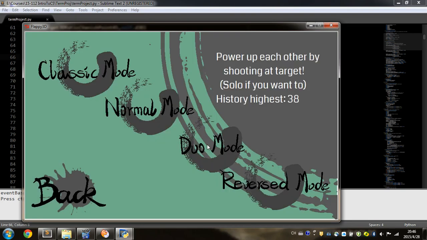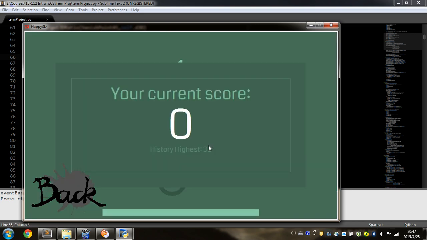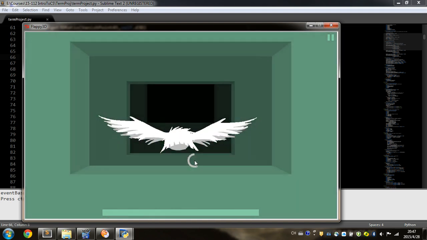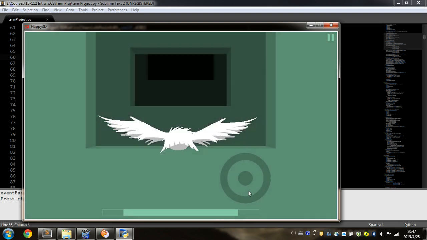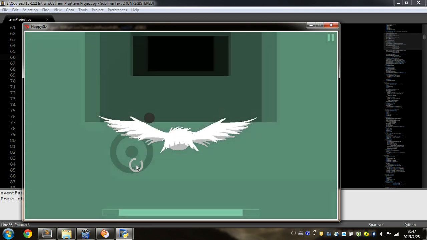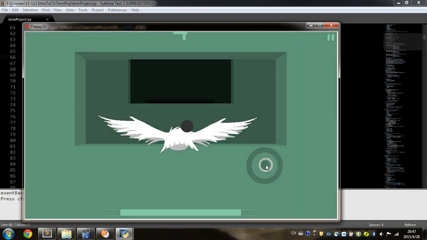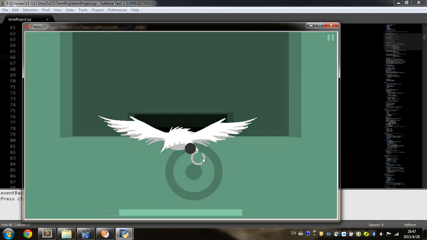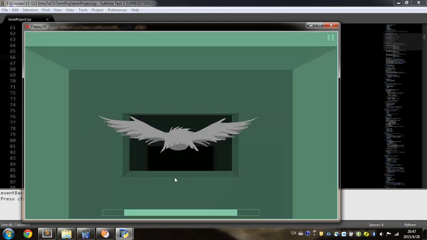The third mode is called the dual mode. It is like the instruction here at the upper right, where it says power up each other by shooting at targets. Okay, so let's try this. It is basically the same, besides you have to use a mouse here to power up your partner or yourself if you are in a solo mode. So one of you two will have to flick at the target that randomly appears and power up.